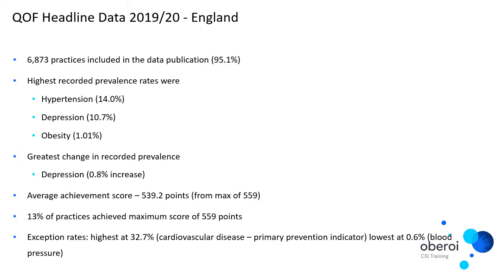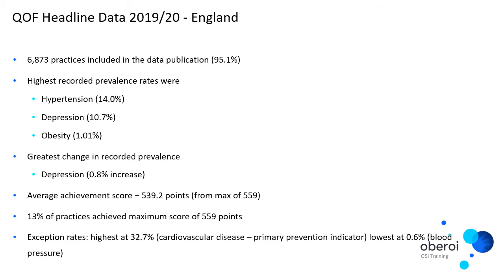Greatest change in recorded prevalence was depression, which went up by nearly 1%, and the average achievement score from a maximum of 559 points was 539.2, and only 13% of practices achieved the actual maximum score of 559 points.